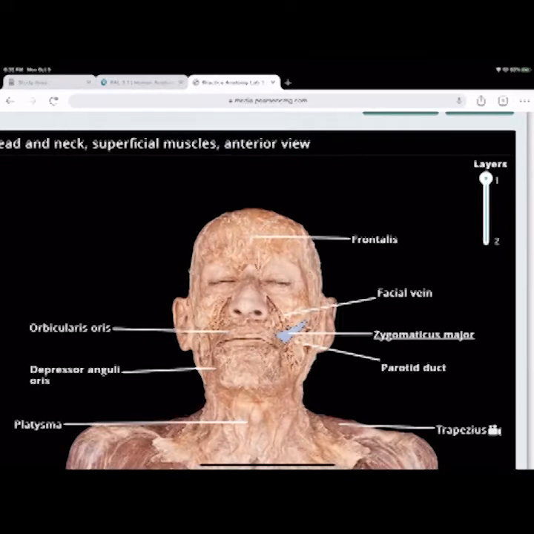You see the parotid duct, which connects the parotid gland to the intraoral cavity. Okay. When the parotid gland secretes its secretion, it travels through the parotid duct and then enters into the oral cavity.